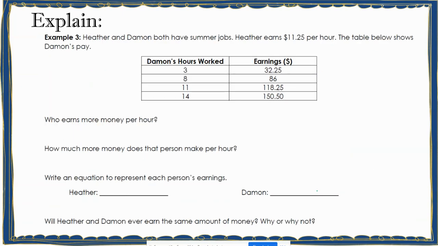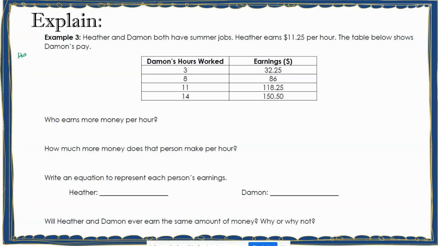Example 3 says Heather and Damon both have summer jobs. Heather earns $11.25 per hour. The table below shows Damon's pay. I want to know who earns more per hour, how much does that person make, and I want an equation for each. Well, let's first start with Heather.